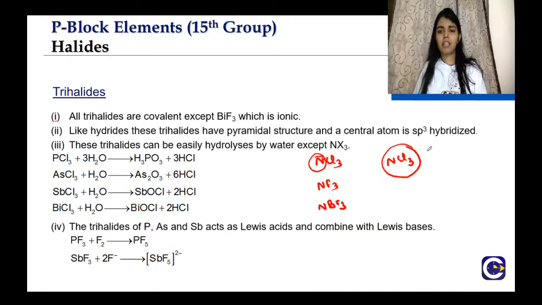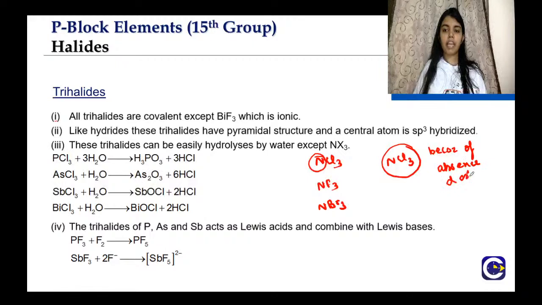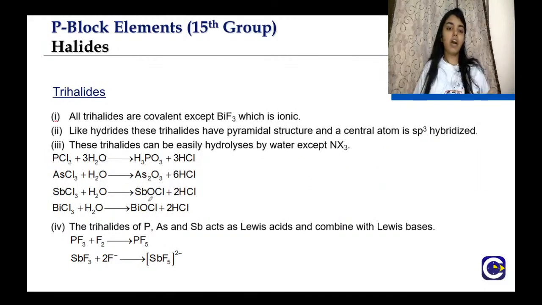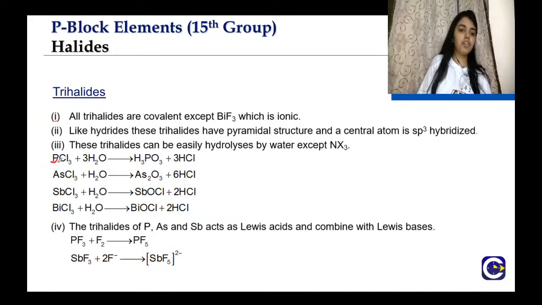Okay, that we will discuss in the next slides. In the meanwhile, you can say that NCl3, NF3, or the trihalides of nitrogen, because of the absence of d orbital, cannot be hydrolyzed, because for hydrolysis an empty orbital should be present. This is the important condition for hydrolysis of inorganic compounds, that an empty orbital should be present, while phosphorus, arsenic, antimony and bismuth have vacant d orbitals, so they can be easily hydrolyzed, right?